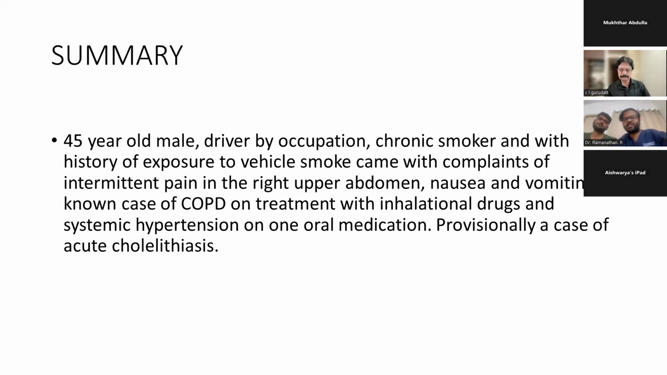So, summary of the history: patient is a 45-year-old male, driver by occupation, who is a chronic smoker with a history of exposure to vehicle smoke. He has come with complaints of intermittent right upper abdominal pain associated with nausea and vomiting. He is a known case of COPD on treatment with inhalational drugs and systemic hypertension on medication.